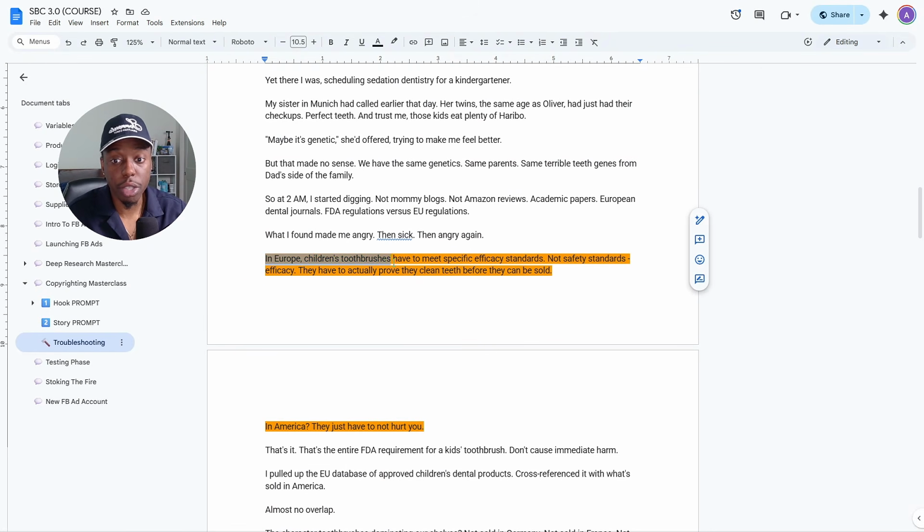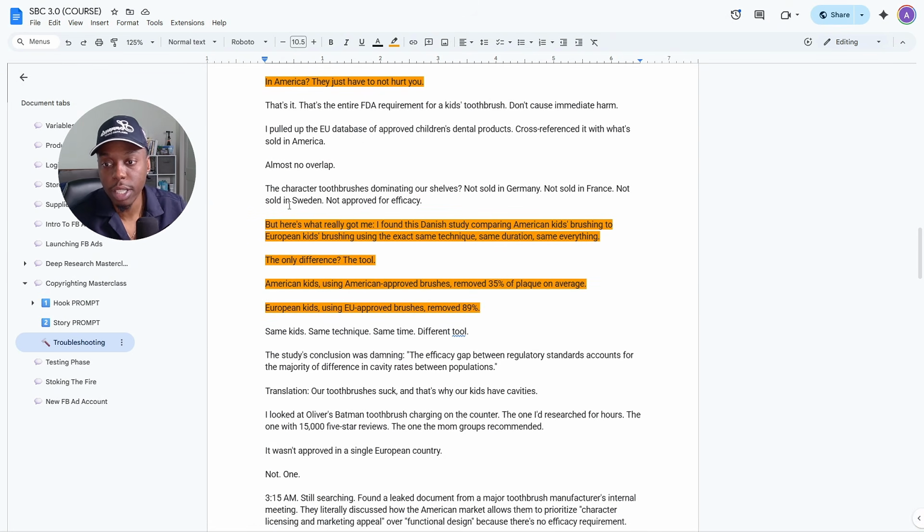In Europe, children's toothbrushes have met specific efficacy standards. No safety standards here in the US. They have to actually prove the clean teeth before they can be sold. Now, is this true? Maybe. I don't know. I used AI to write this for me. But the point is that this is authority anchoring.